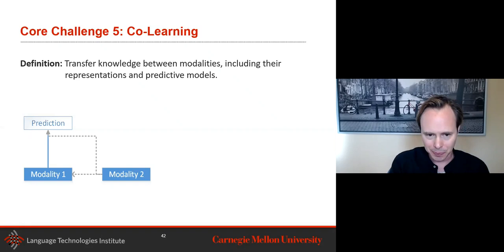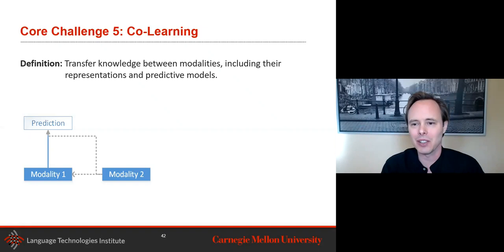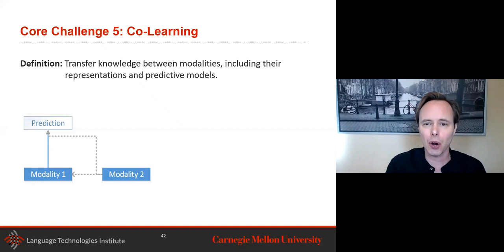So this is co-learning, and you could imagine doing it both ways. Language could help vision, but vision could also help language. And then suddenly you have this two-way co-learning, and this has a name, in the multi-view setting. This was called co-training, with Tom Mitchell being one of the co-authors of the original paper. So these are examples of co-learning.